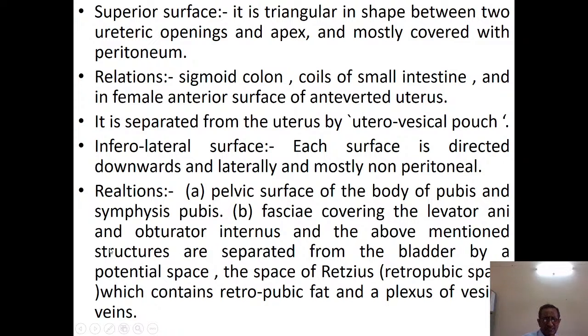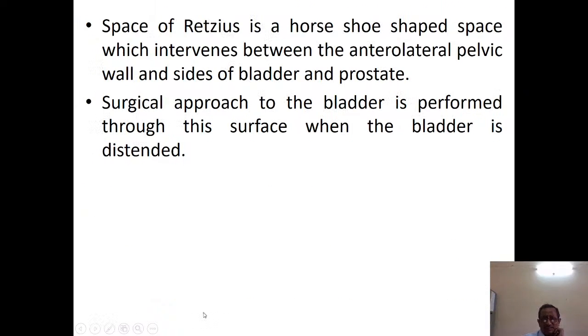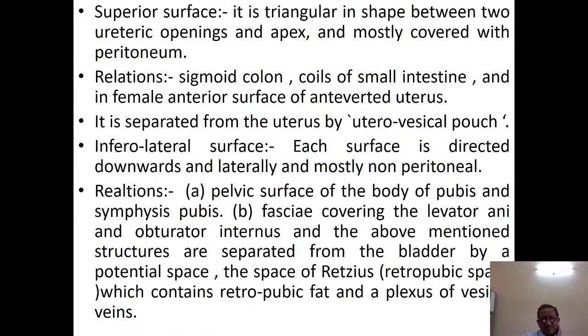Fascia covering the levator ani and obturator internus, and the above mentioned structures are separated from the bladder by a potential space of Retzius, which contains retropubic fat and plexus of vesical veins. So this lateral surface is related to the pelvic surface of the body of pubis and symphysis pubis, and then it is related with the fascia covering the levator ani and obturator internus muscles, and these muscles are separated from the bladder by a space of Retzius. It is a potential space which is occupied by fat and plexus of vesical veins.